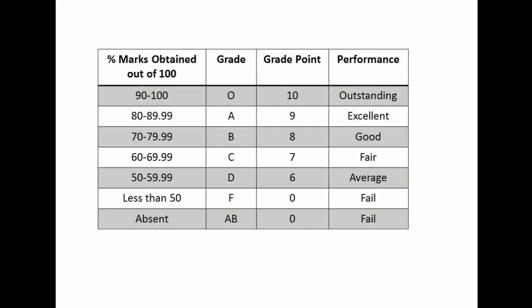If you receive less than 50, then the grade is F and the grade points are 0, the performance is said to be fail. So you will be failed in that particular subject. And if you remain absent for the exam of any subject, then you will receive the grade AB, grade points are 0 and the performance is fail. So in this way, the grade and the grade points are given in your results, and these grade points are used to calculate your SGPA.